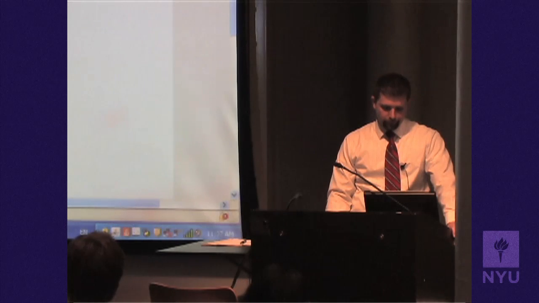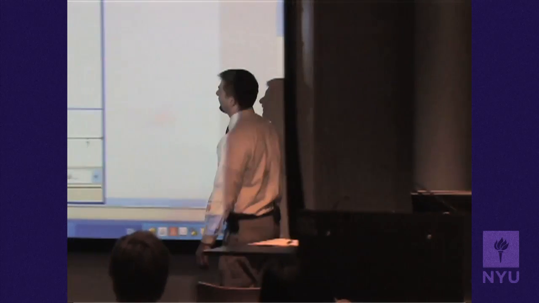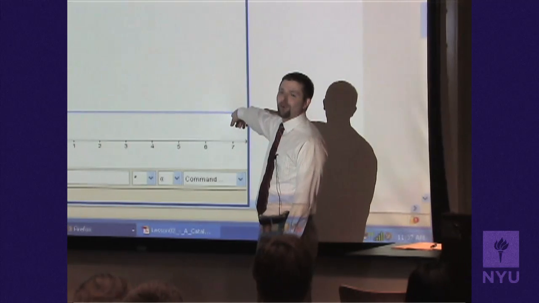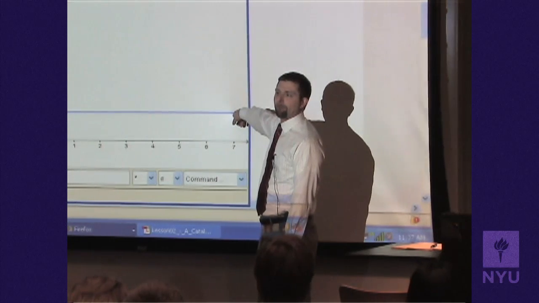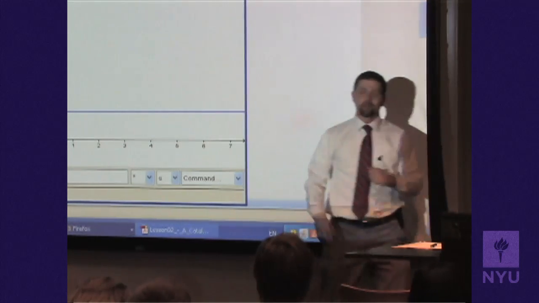There we go. It takes a very steady hand. X to the 0, what's x to the 0? X to the 0 is the constant 1, and the graph of a constant function is a horizontal line.